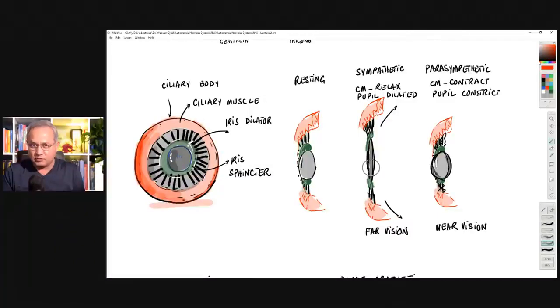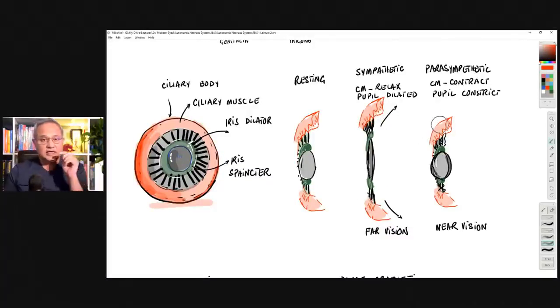So, imagine what the sympathetic system will then do. The sympathetic system will cause relaxation of the ciliary muscle. Imagine my whole head is the eye. When the ciliary muscle relaxes, it moves backward. When it moves backward, it stretches the fibers, which then stretch the lens, and it becomes flat. So the ciliary muscle relaxes.